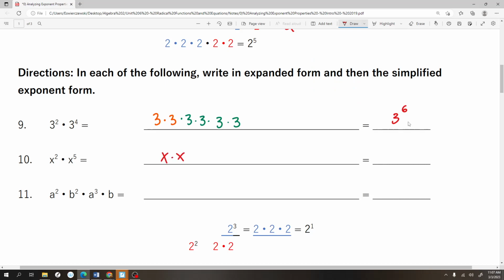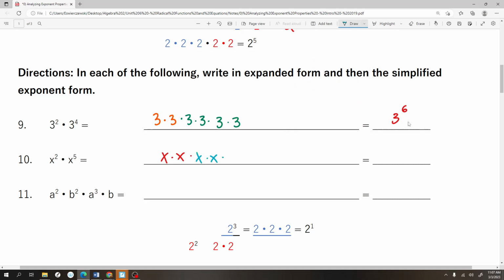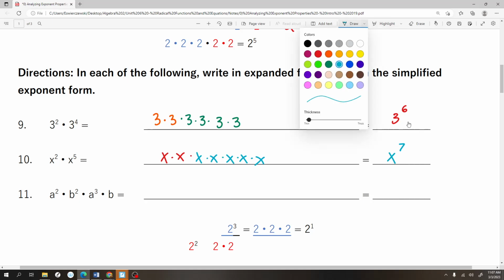X times x times x times x times x times x times x. You don't have to say it all the time, but it's fun. X to the 7th. Okay. Yeah, we just add them.